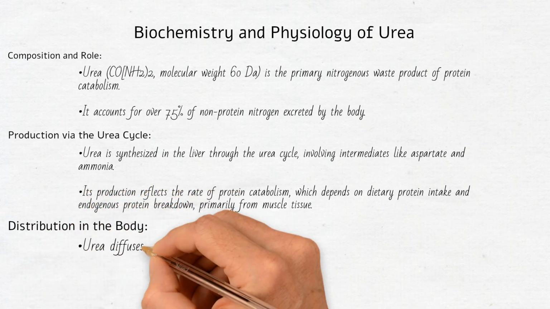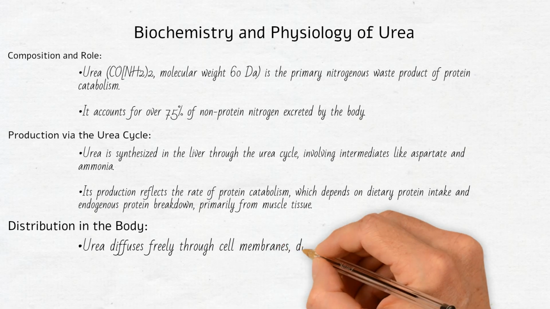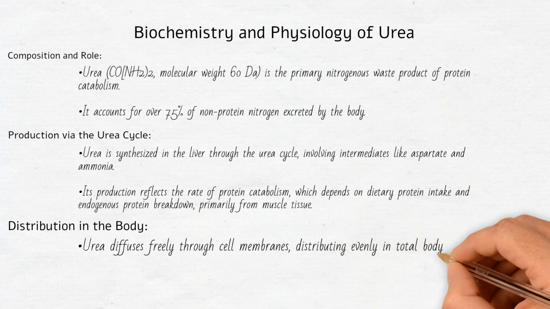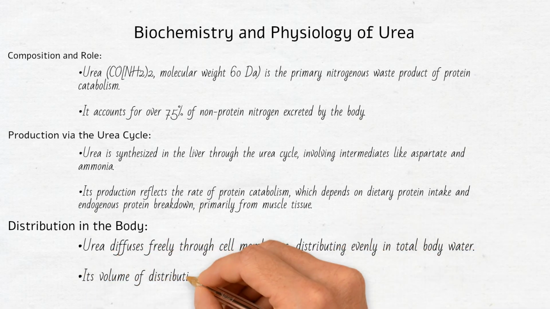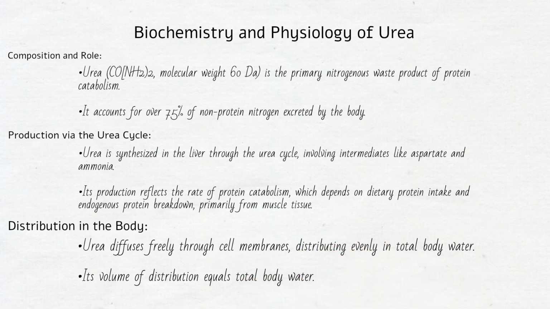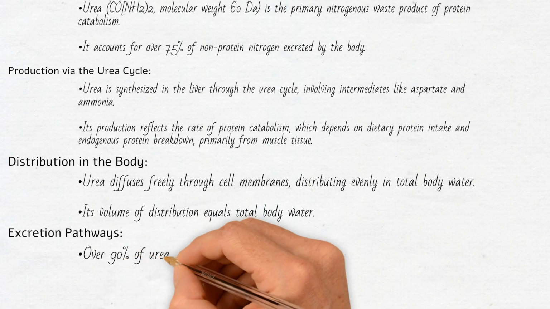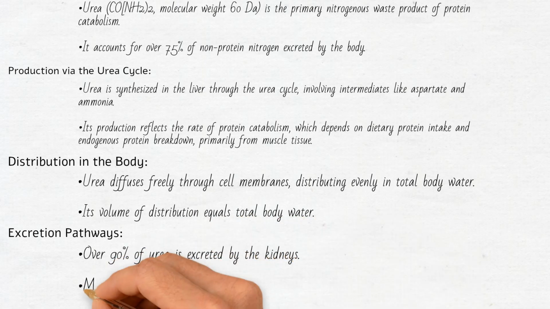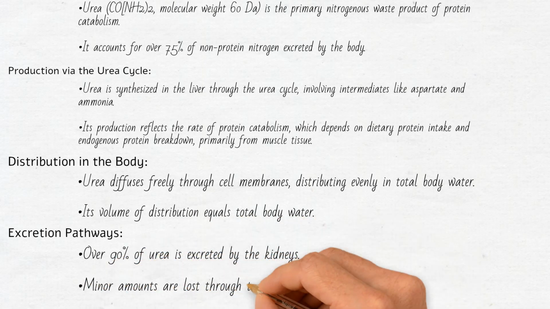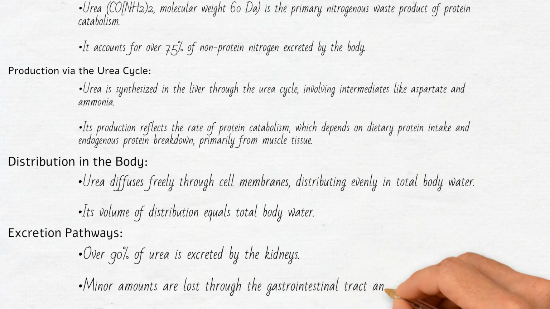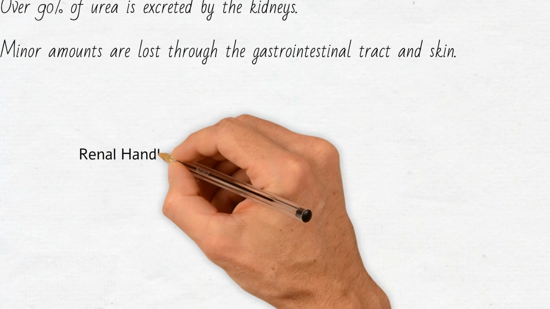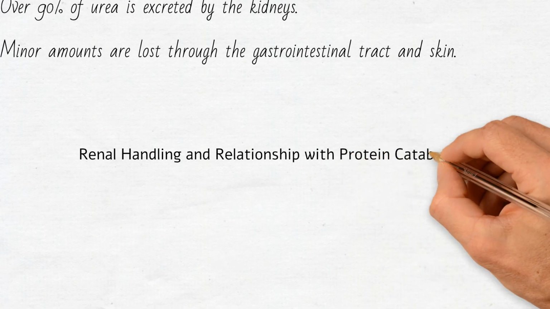Distribution in the body. Urea diffuses freely through cell membranes, distributing evenly in total body water. Its volume of distribution equals total body water. Excretion pathways. Over 90% of urea is excreted by the kidneys. Minor amounts are lost through the gastrointestinal tract and skin. Renal handling and relationship with protein catabolism.